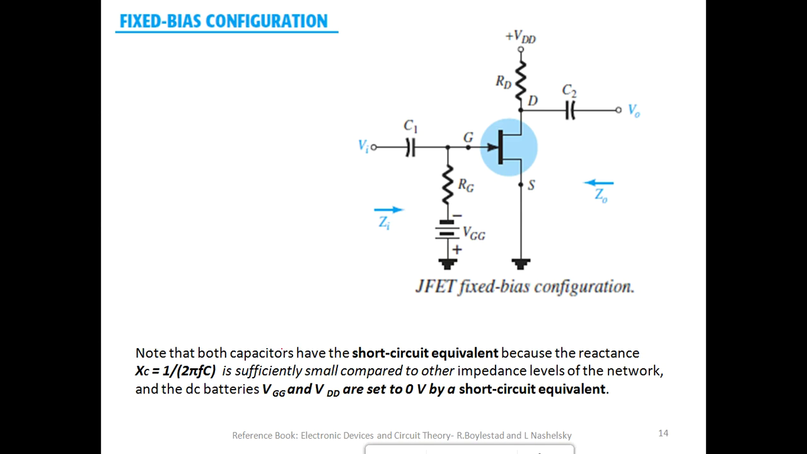Yes, so again we have arrived at the fixed bias configuration, right? What is the need to study this fixed bias configuration again when we had already studied it in our previous chapter?